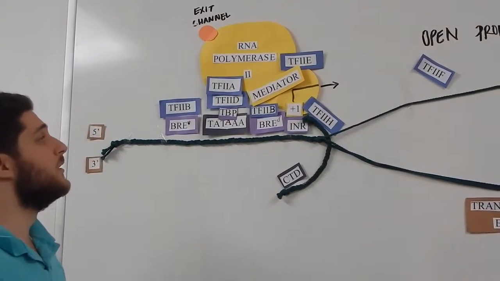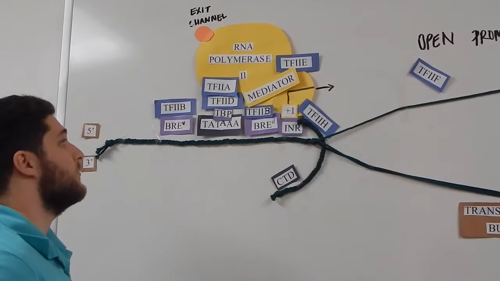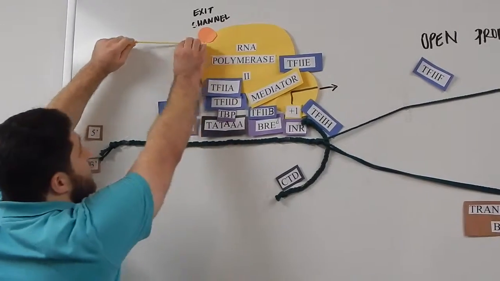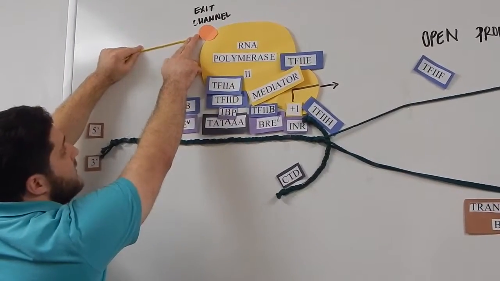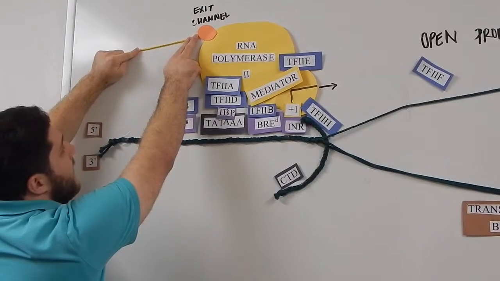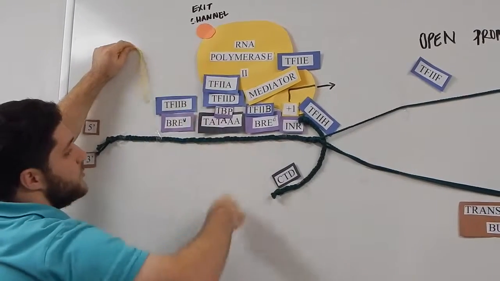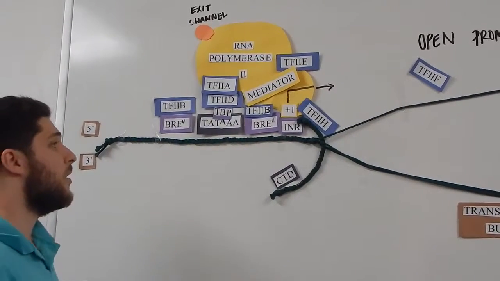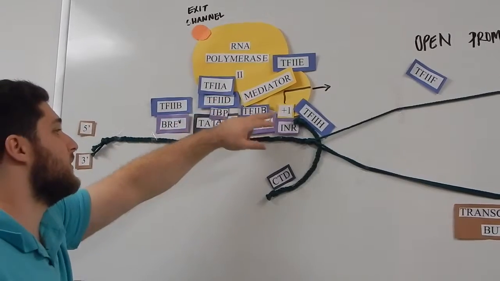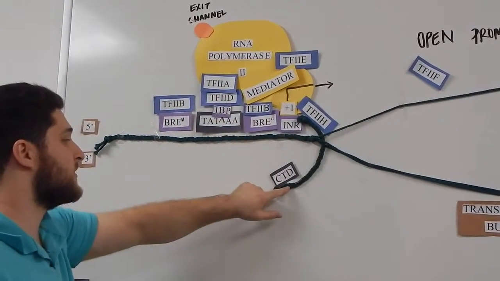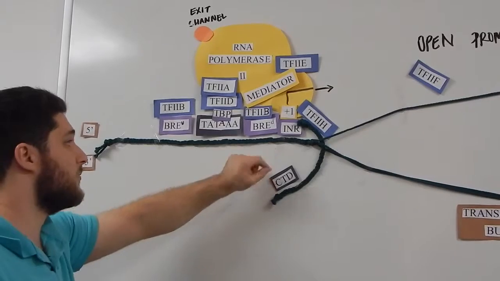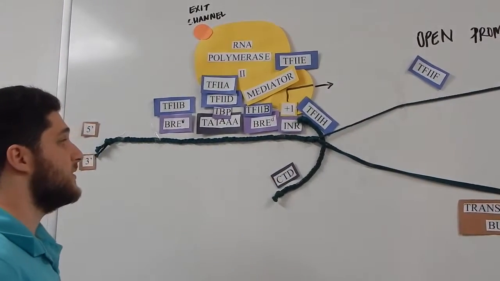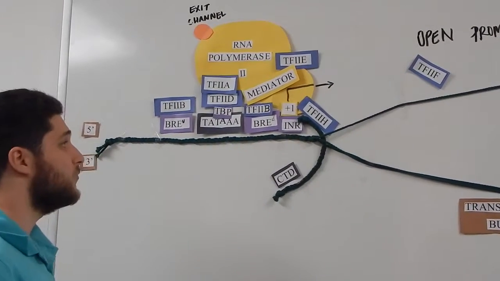And then the transition to the promoter escape occurs when the transcript of about 10 nucleotides exits the RNA polymerase from the exit channel. And then the RNA polymerase just continues to unwind the DNA and synthesize more RNA. The mediator complex brings in the TFIIH and the carboxy terminal domain of the RNA polymerase into close proximity for the TFIIH to phosphorylate the CTDs and for elongation to continue.